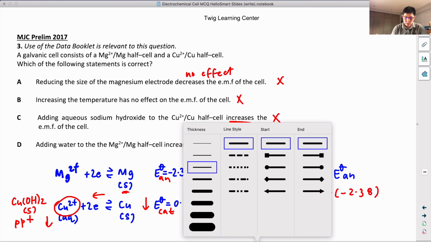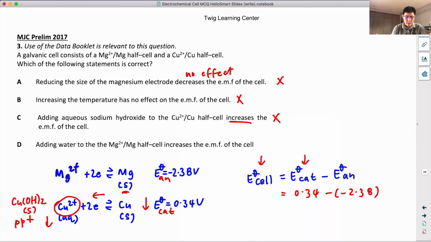Okay, so let's look at the next one. What happens when you add water to this magnesium 2+ half cell? When you add water, this concentration will decrease. So again, by Le Chatelier's principle, it will favor the backward reaction and you'll favor oxidation. This will cause the E anode to decrease. So when E anode decreases, E cell will increase. Which means this is a correct statement. So the answer should be D.